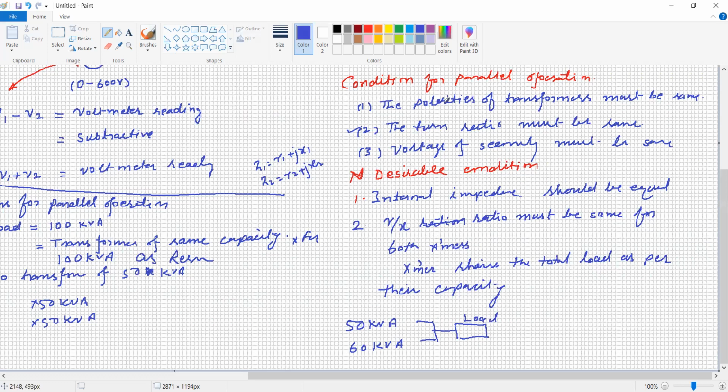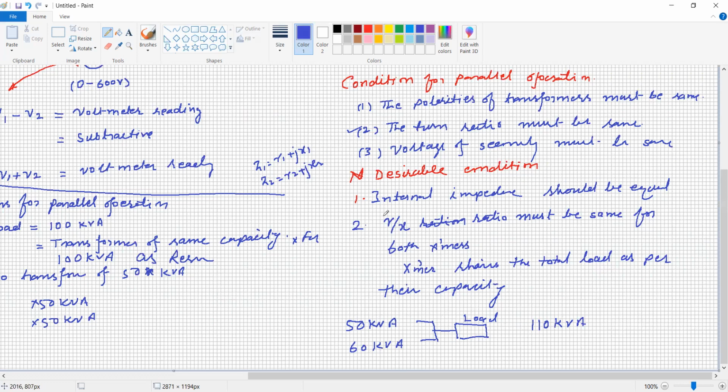The first necessary condition is that the polarity of the transformers must be the same and the turns ratio must be the same; their capacity may be different. These are the necessary conditions. But if the desirable conditions are fulfilled, that is, the internal impedance is the same and the ratio of resistance to reactance is the same, then they will supply the total load as per their capacity. For example, the load is 110 kVA. The first transformer will supply 50 kVA, the second transformer will supply 60 kVA.